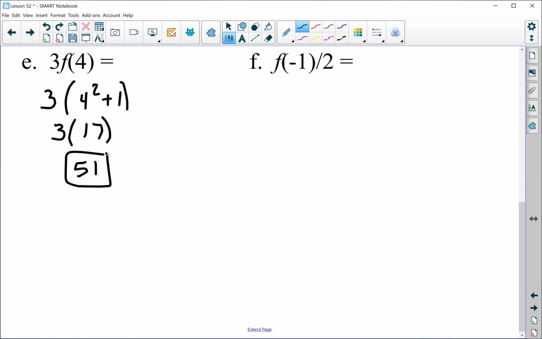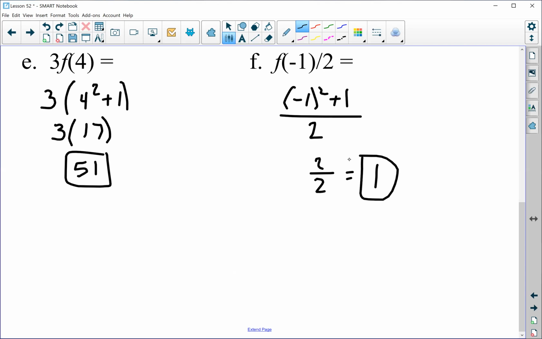All right, f of -1 divided by 2. We're going to take -1 squared plus 1 and divide that answer by 2. What's -1 squared plus 1? 2, yeah, and 2 divided by 2 gives us an answer of 1. So that's kind of what you're going to be doing today. Just a lot of find the value of the function.